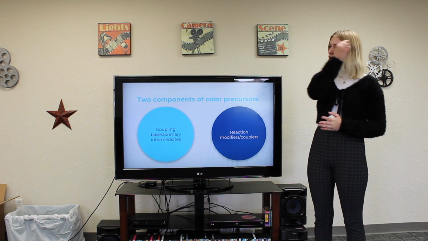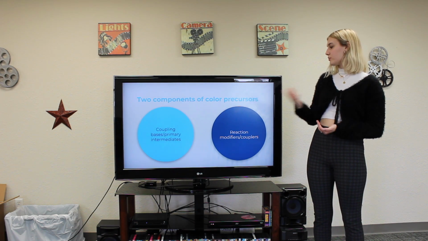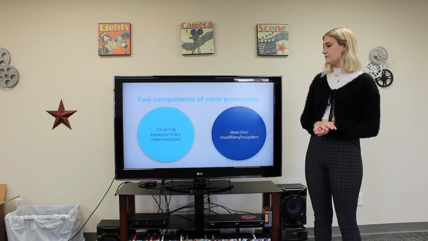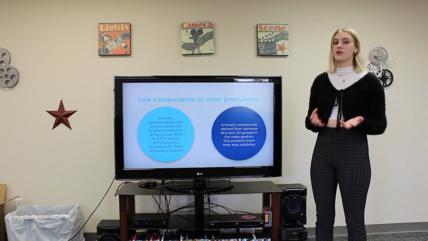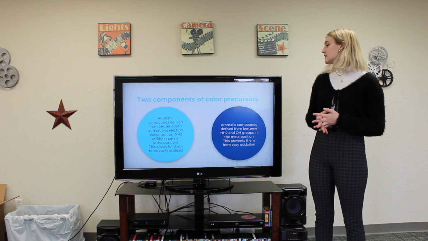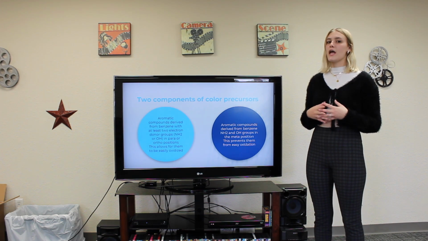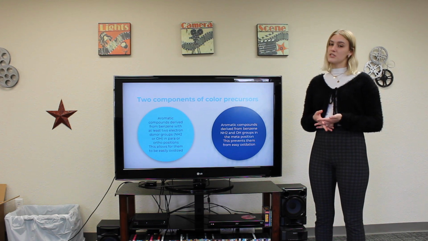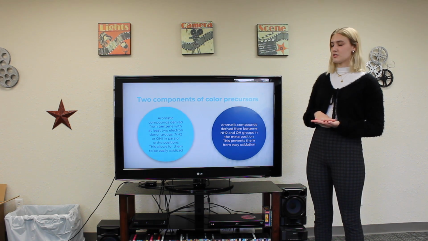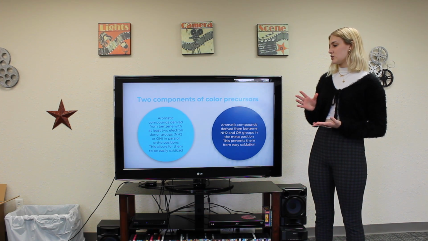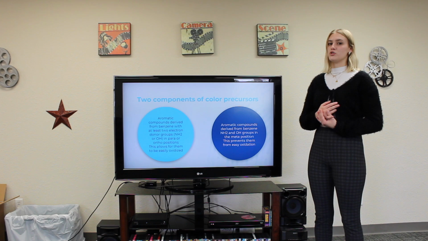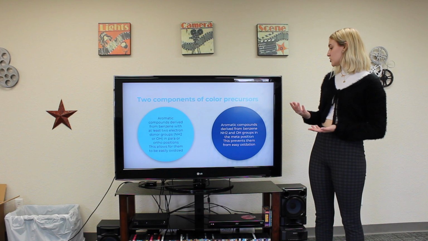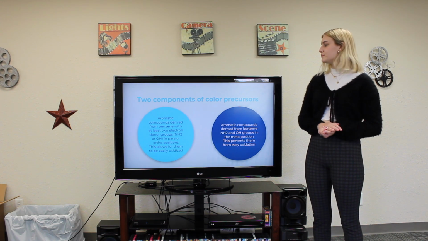So the two components of color precursors, which I mentioned before, are the primary intermediates and the couplers, and these are what create a final dye. Both of these are aromatic compounds derived from benzene, and they have electron donor groups. These are usually NH2 or OH. In the primary intermediate, they're in the para or ortho positions, and in the coupler, they are in the meta position. The para/ortho positions allow for easy oxidation, which is what we want for them to react with the coupler, and the coupler's meta position prevents them from easy oxidation.